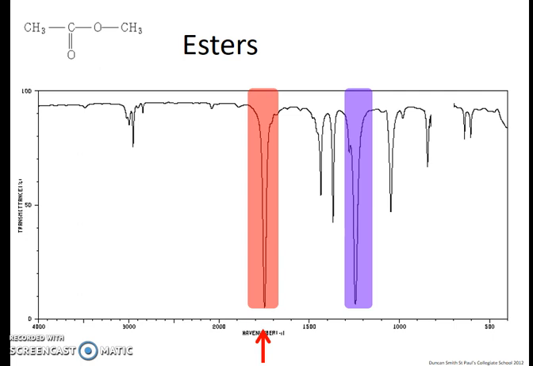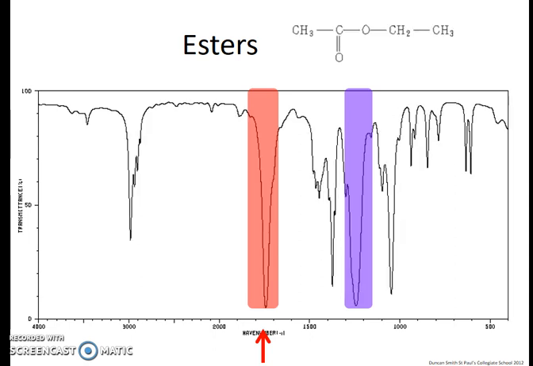Esters. Esters have both a carbon-oxygen double bond and a carbon-oxygen single bond, and so you get that very sharp peak at about 1750 wave numbers, which is your carbonyl peak, and you also get a relatively strong peak at about 1250, which is your carbon-oxygen peak. Reasonably diagnostic. So keep a lookout for that carbon-oxygen peak at about 1250. It can be quite useful.